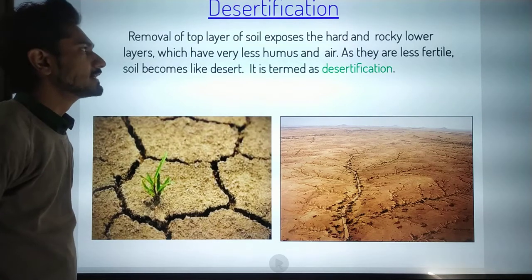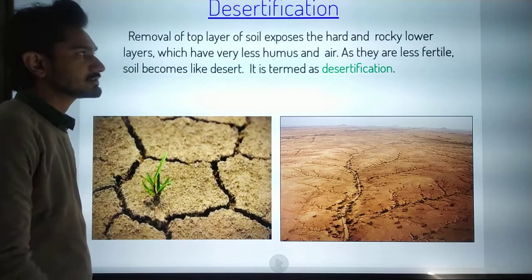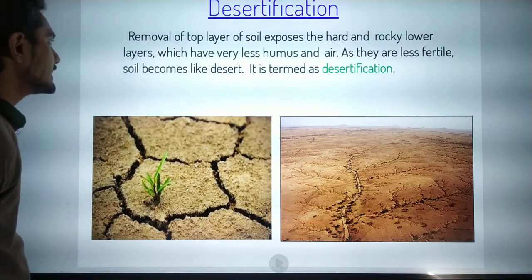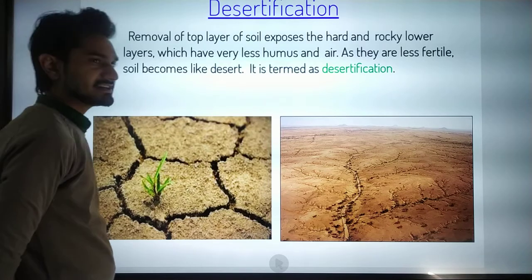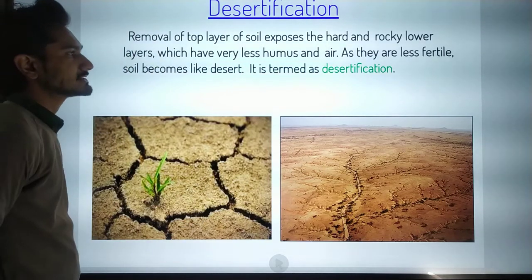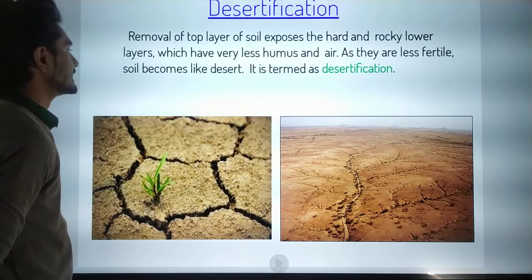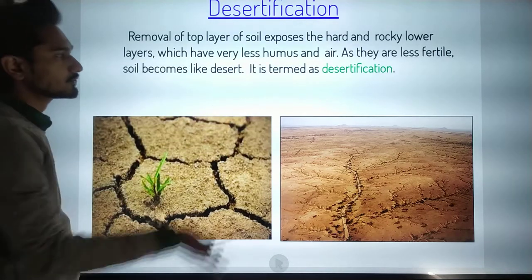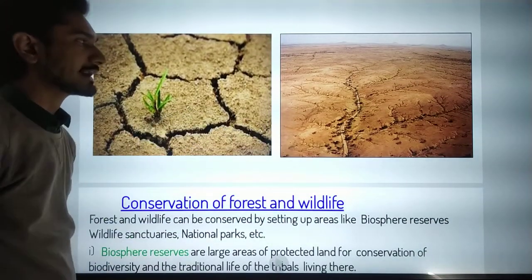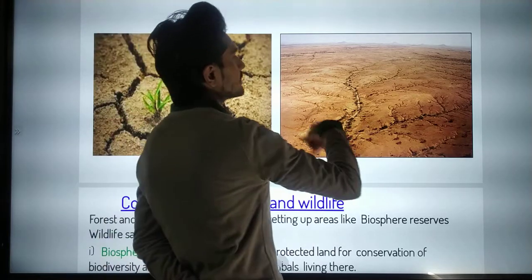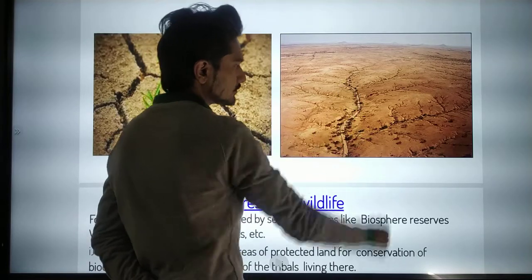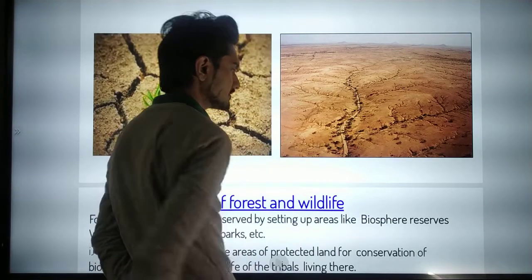Removal of the top layer of the soil. I already told you that removal of the top layer of the soil exposes the hard and rocky lower layer, which leads us to the subsoil, which has very little humus and air. As it is less fertile, the soil becomes like a desert. You know that it is termed desertification, and desertification looks like this. Look, here there are very few trees and very few crops have been grown. These look like some weeds.